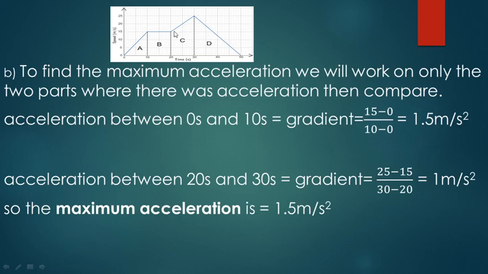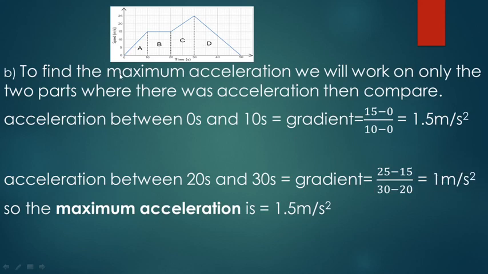Then the other part where it accelerated is here, whereby now the initial velocity is 15 meters per second, and the final velocity becomes 25 meters per second. So with 25 meters per second minus 15 meters per second, divided by the time taken from here to here, which is 30 minus 20, which is 10, we find the acceleration as 1 meter per second squared.